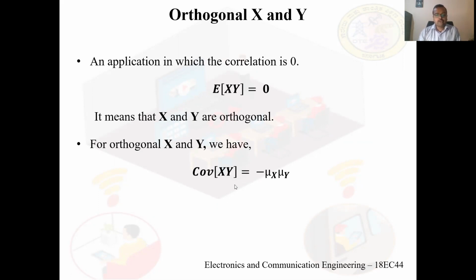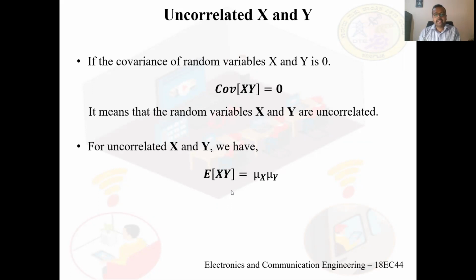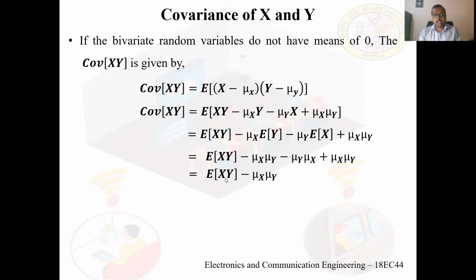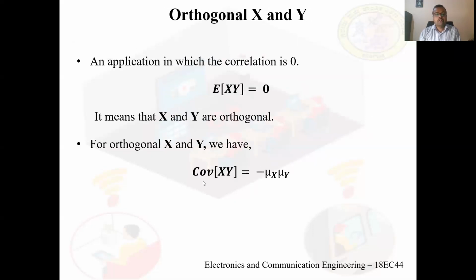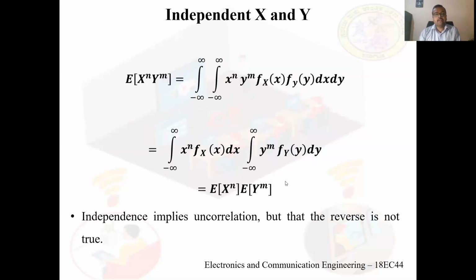For orthogonal, what we have from the covariance equation, as I said here, the expectation of x and y is 0. Since this is 0, covariance of xy is equal to what? This is 0 in here, so it will be minus mu x mu y. So for orthogonal, covariance of xy is equal to minus mu x mu y, the mean of x multiplied with the mean of y.